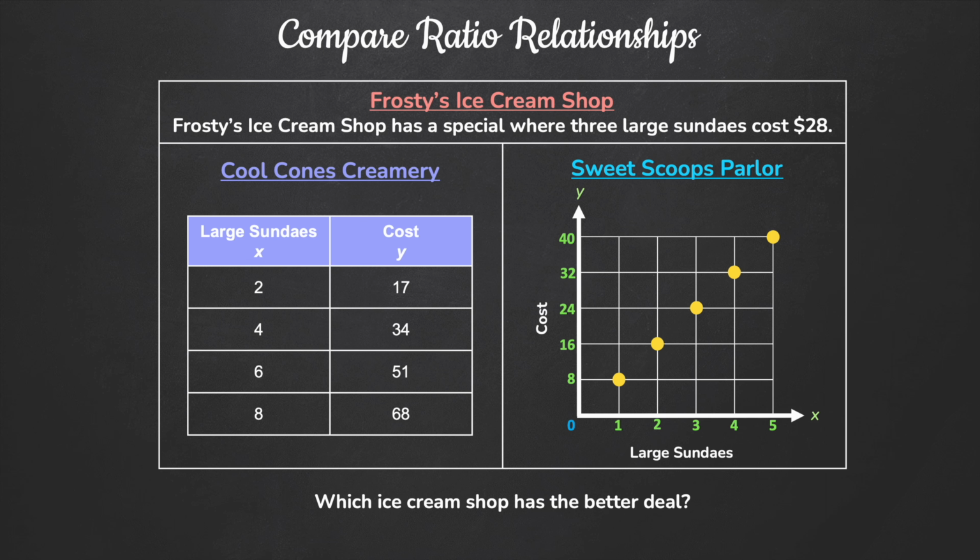And then we have Sweet Scoops Parlor, where we have a graph. And on our graph, it represents the number of large sundaes and the cost. So 1 large sundae is $8. 2 large sundaes is $16. 3 large sundaes is $24. 4 large sundaes is $32. And 5 large sundaes is $40. So which ice cream shop has the better deal? That is the question that we're going to answer using tables.